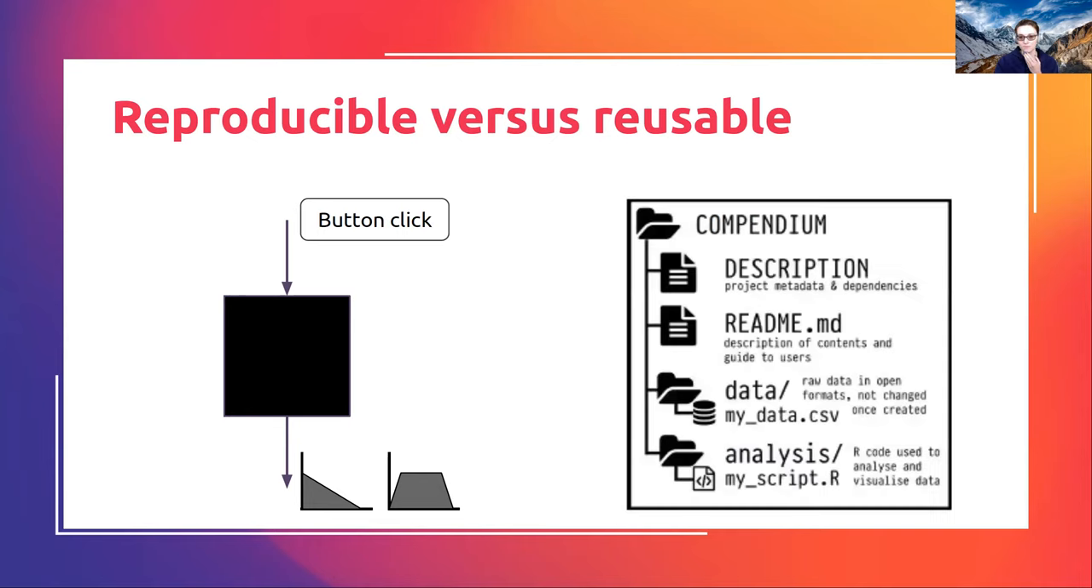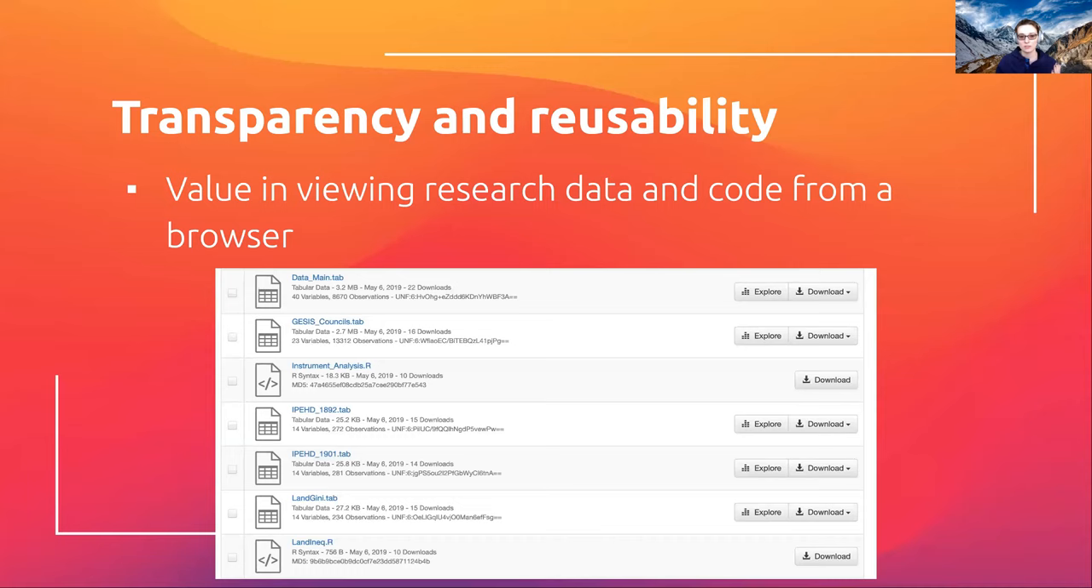I think a more reusable approach would be where we see what's happening inside of this black box: what files are there, what scripts are there, what's happening. What I'm trying to say here is that there is value in viewing research data and code from a browser, which is really also a privilege, and this is something that we have right now in Dataverse, for example. This is a view from Dataverse. We can see that there are many different files, and ideally we can pick and choose what we need. We can just reuse one data set or one code file, whatever we want. And there is value in this.